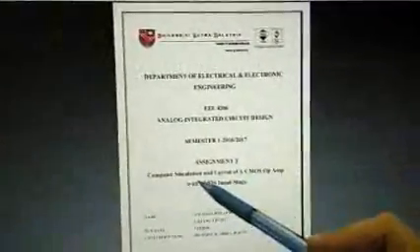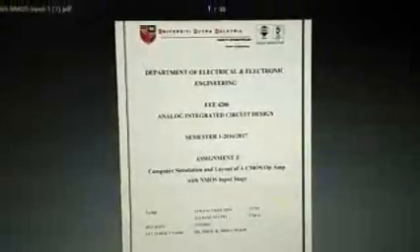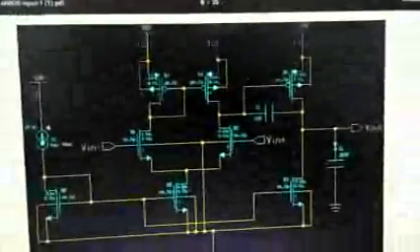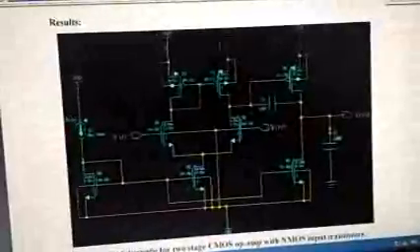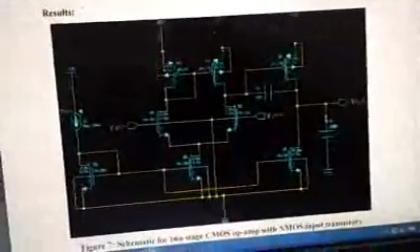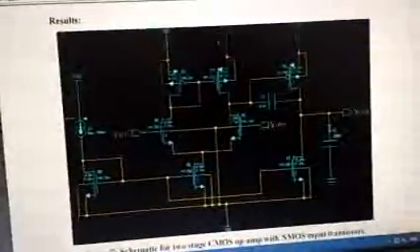Hi, so in this video we are going to talk about the computer simulation and layout of a CMOS Op Amp with NMOS input stage. So this is the basic structure of an Op Amp. This Op Amp consists of three basic parts, which are differential amplifier, common source amplifier, and also biasing circuit.